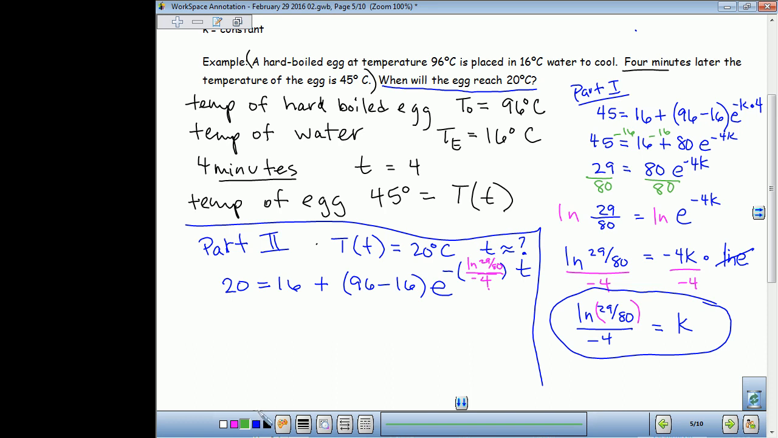And so basically we do the exact same process except we're solving for t instead of k. So we're going to subtract 16 and we get 4 equals 80 e to the power, and the negatives are going to cancel, so now I'm not going to write all the negatives. I'm just going to write ln of 29/80ths over 4 times t. I'm going to divide by 80 and get excited because this is exact. Of course, that excitement doesn't last long because I look at this exponent and it scares me. But I keep going.